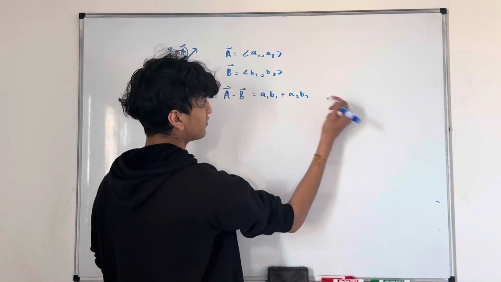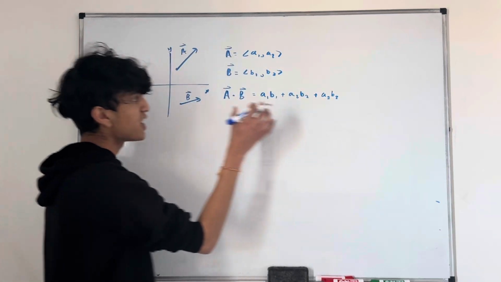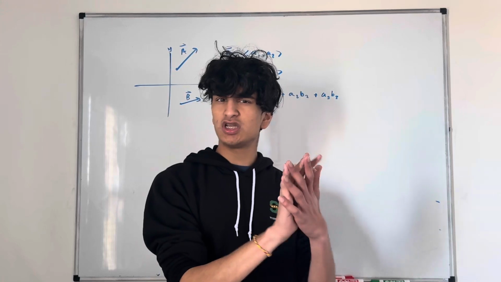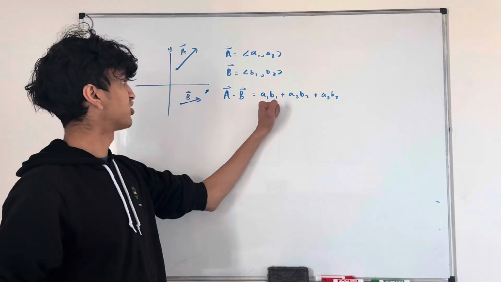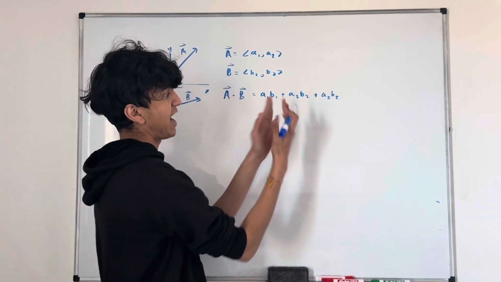And then if there was a third dimension, you could do A3 times B3. I'm multiplying each directional component, and then I'm adding them. X direction, multiply. Y direction, multiply. Z direction, multiply. In the end, I add them together.